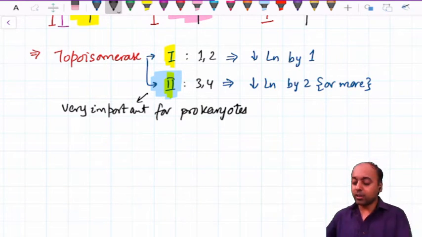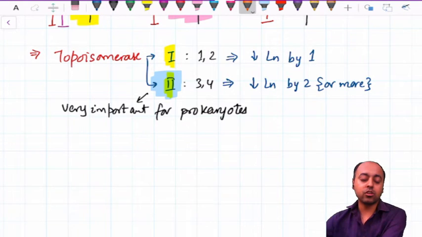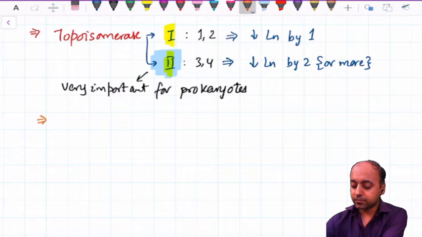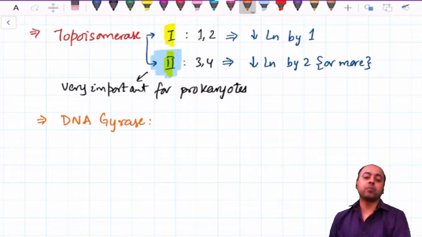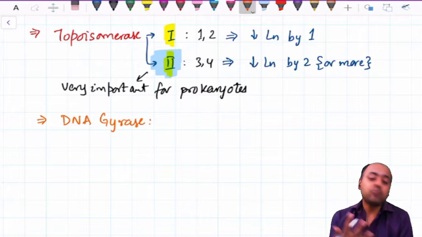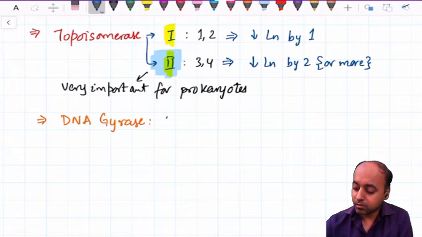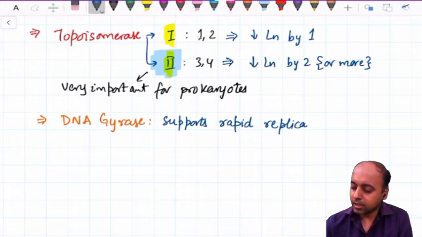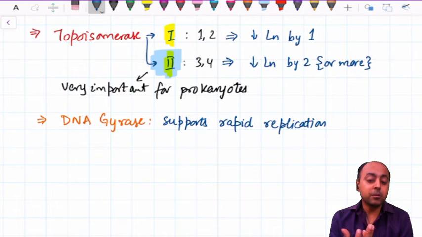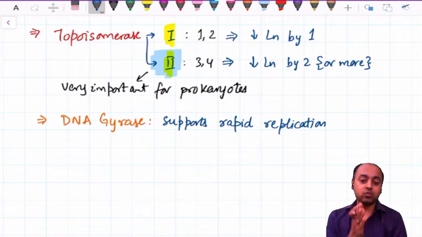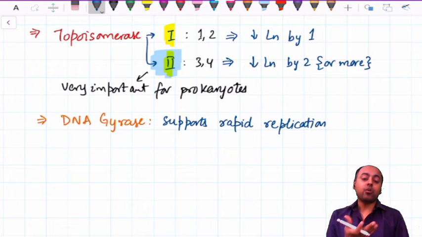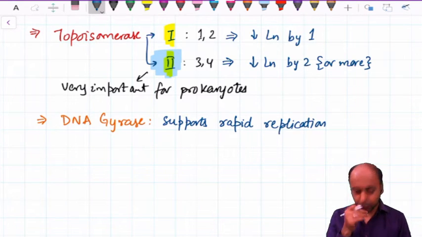All right. One very important example of the topoisomerase class 2 is the DNA gyrase. DNA gyrase is a very important example. It is the class 2 type of topoisomerase, and it will help in rapid replication. The class 2 topoisomerase may exist in eukaryotes, but it is not critical. Class 1 is enough. I'm not saying the class 2 is not there in the eukaryote, it is there, but it is not important. If you remove it, then also it will not affect the rate of replication, because the rate of replication is slow, which can be handled by the class 1 topoisomerase.